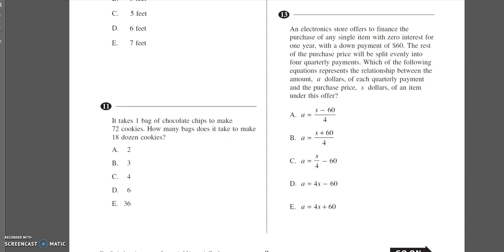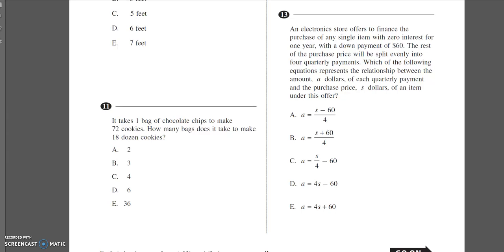Hi everyone, we're working on the Practice HiSet Test Fpt7 and we're on question number 11. This one is not going to take your students very long at all, so this is one of the ones where they can save a lot of time. Question 11 says, it takes one bag of chocolate chips to make 72 cookies.